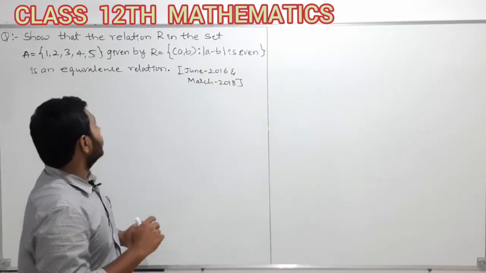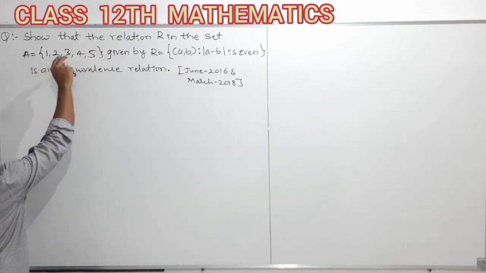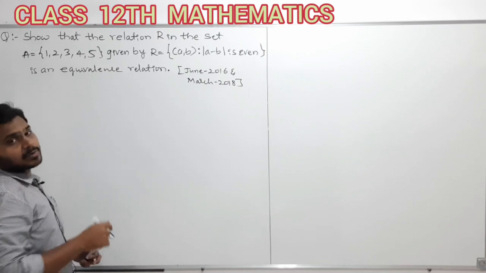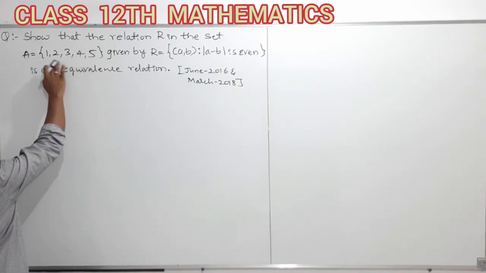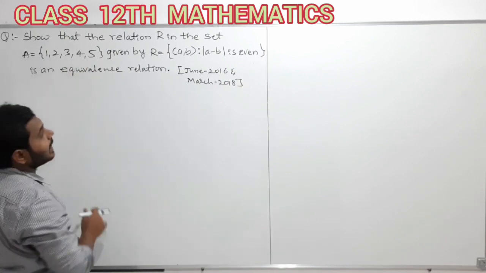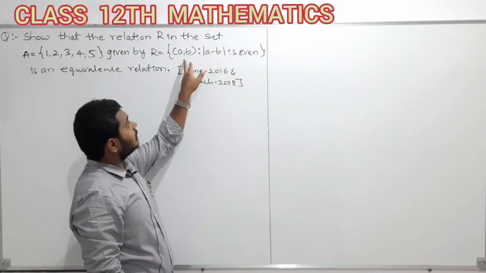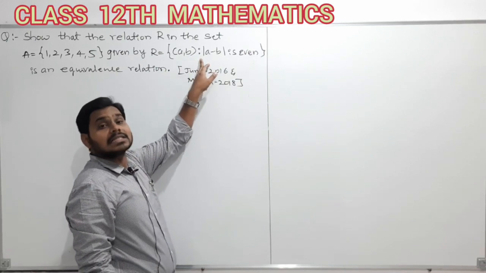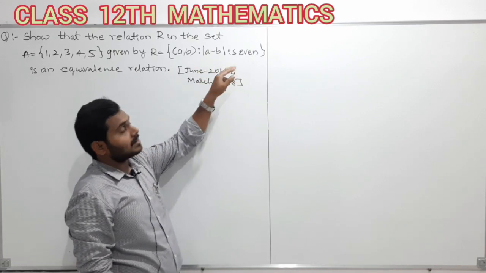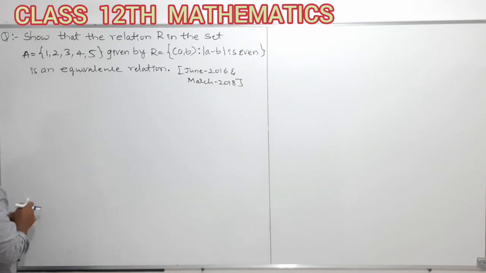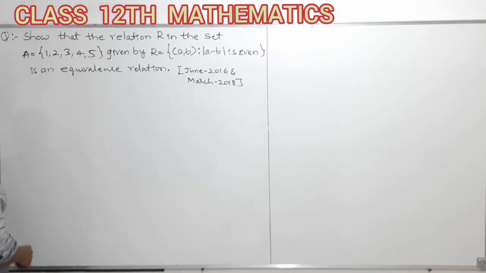So what is the question? Show that the relation R in the set A is an equivalence relation. In the previous problem they gave you the set as integers, but here they gave you the set 1, 2, 3, 4, 5. This is the set you have, A, and the relation R is given by ordered pairs taken in such a way that if you take the difference and then the mod, that number must be even. Such ordered pairs you should take, and you should show that this is an equivalence relation.